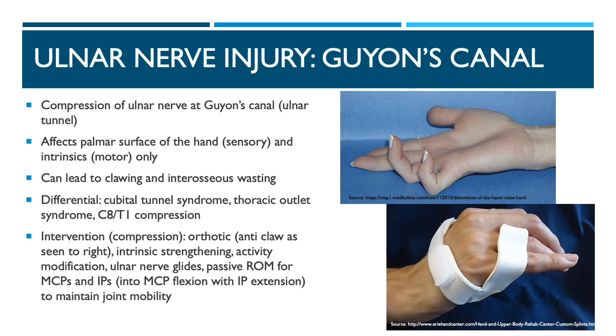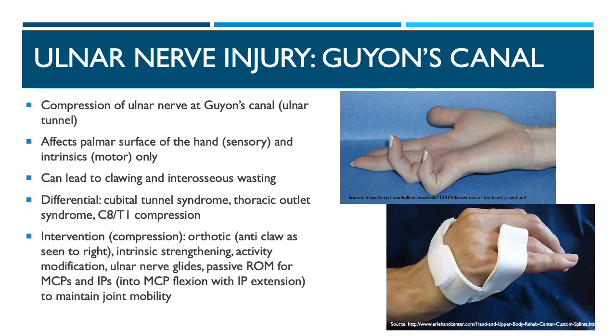So now we're going to talk about another common nerve injury in the hand. This is ulnar nerve compression or injury at Guyon's Canal. So Guyon's Canal is a location right by the hook of the hamate where the ulnar nerve passes through, and it's pretty commonly injured because of the hook of the hamate. This is also sometimes called ulnar tunnel syndrome.